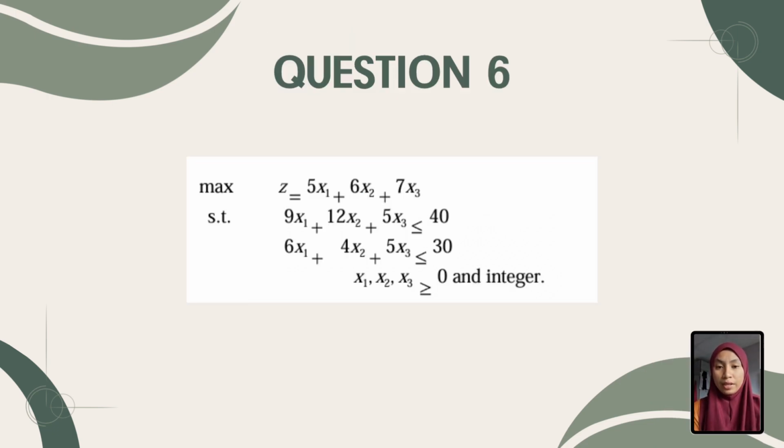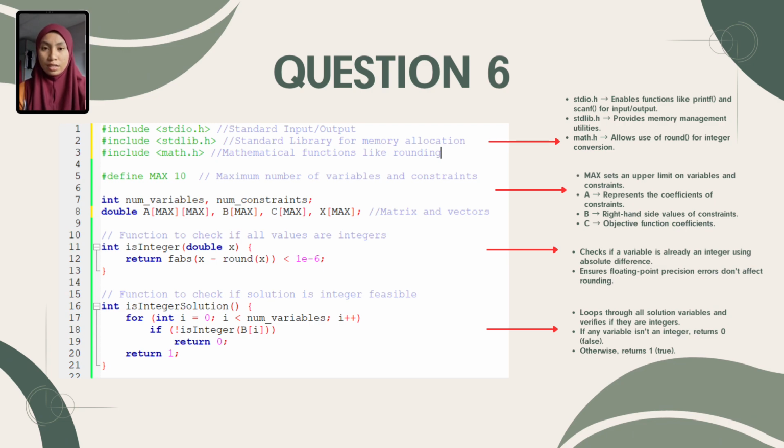Now I'm going to explain the last question. The question is maximize z equal to 5x1 plus 6x2 plus 7x3 subject to 9x1 plus 12x2 plus 5x3 less than or equal to 40, 6x1 plus 4x2 plus 5x3 less than or equal to 30, where x1, x2, x3 are greater than or equal to 0 and integer. I solved this question using C programming. You can see the coding and I'm going to explain the coding line by line.